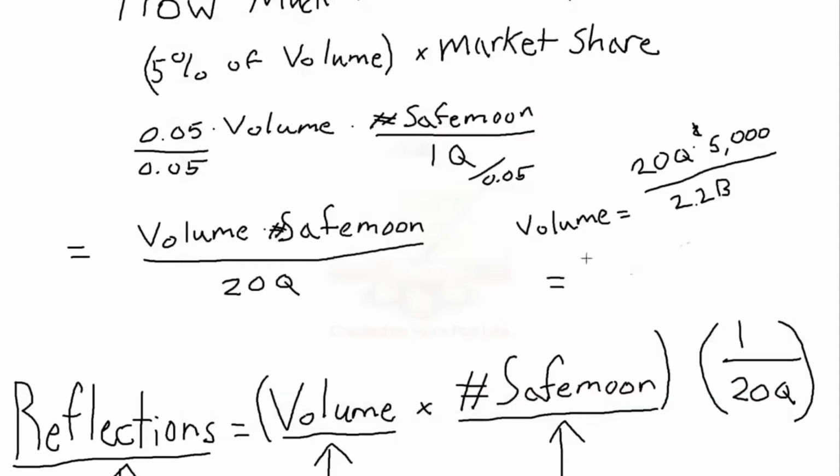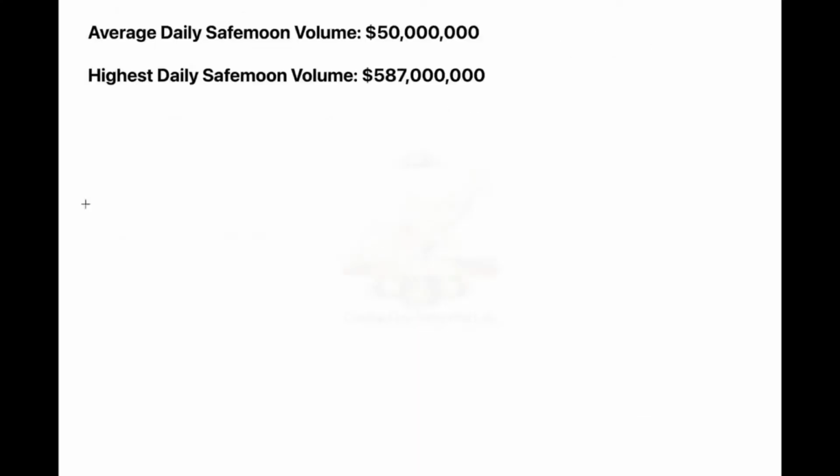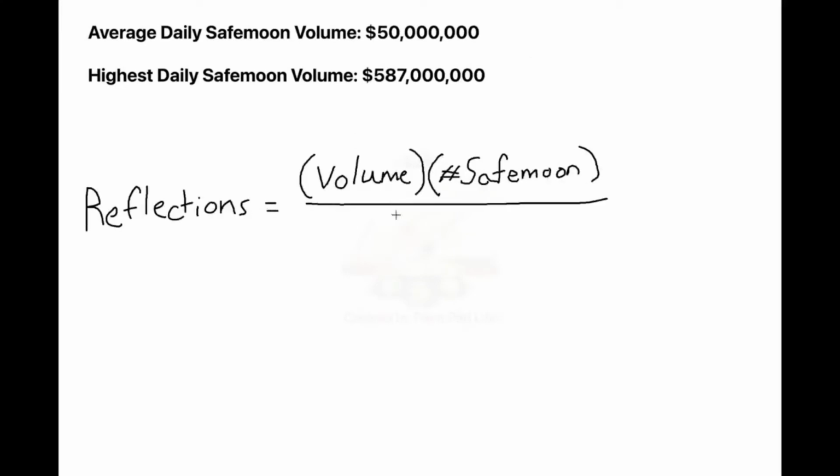Okay, we've said a lot. To recap, this is good. We have our equations. Let's apply this to what we see day to day. So the standard volume we've seen lately is around $50 million daily.